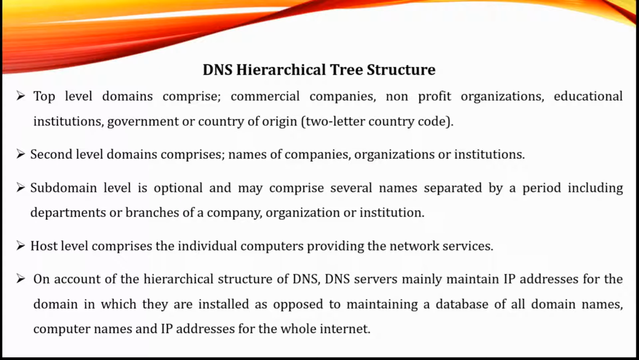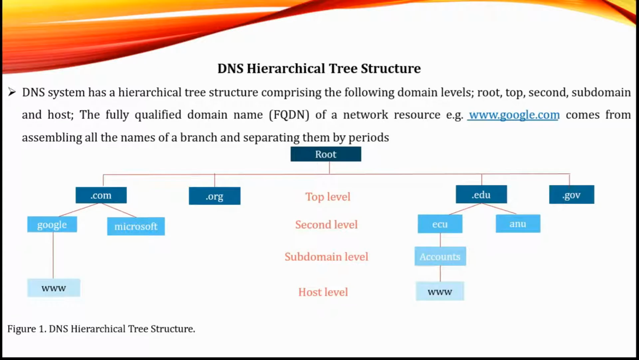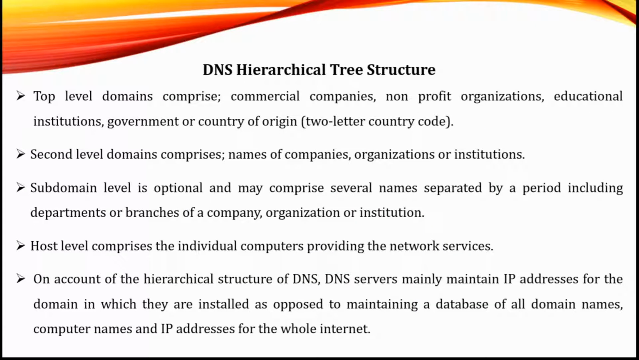So the top level domains comprise commercial companies, nonprofit organizations, educational institutions, government, or country of origin, which is represented by a two-letter country code. So in our case, .com will be the commercial company, .org will represent the nonprofit organization, .edu the educational institution, and .gov the government.